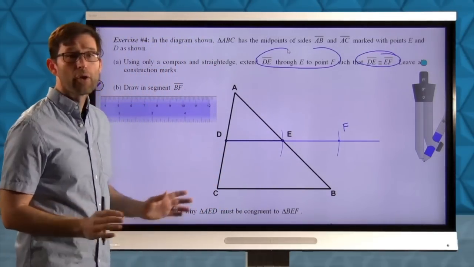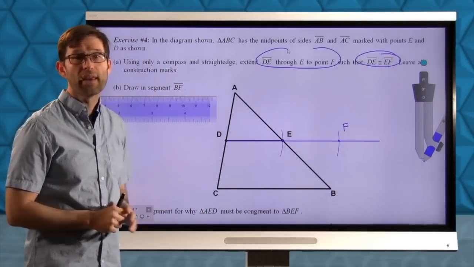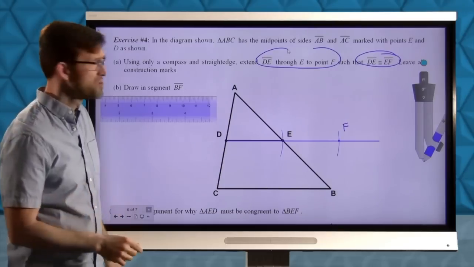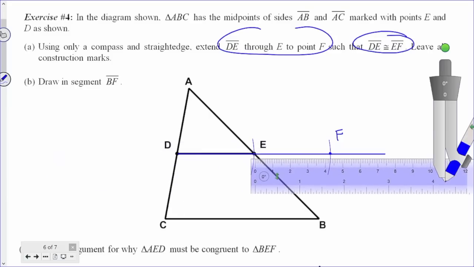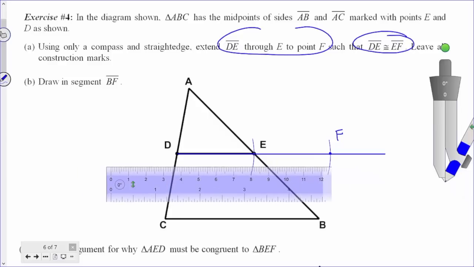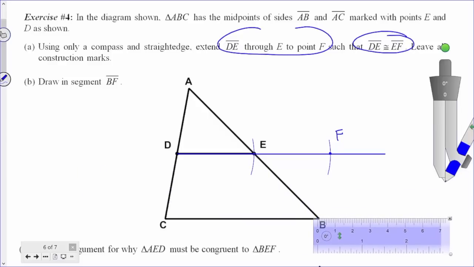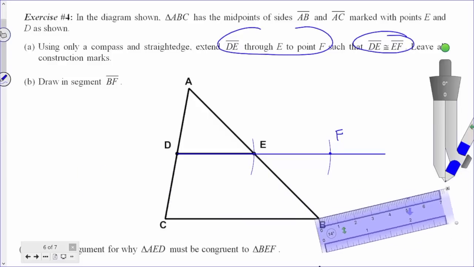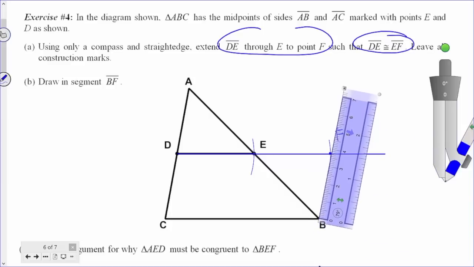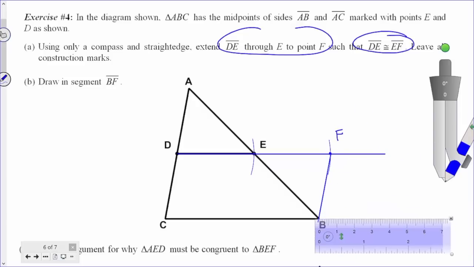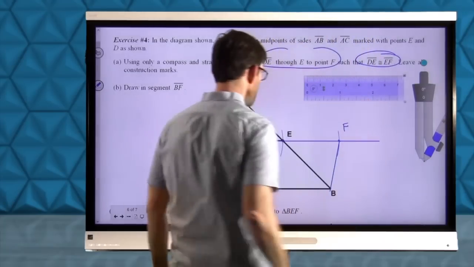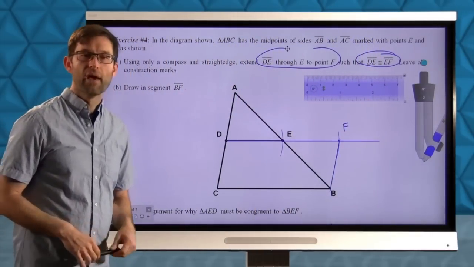Simple enough. Great. Letter B is also simple. It says draw in segment BF. So let's do that together. That's also pretty easy. Let me make this a little bit shorter, and let's get our best friend in there. There it is. There's segment BF.